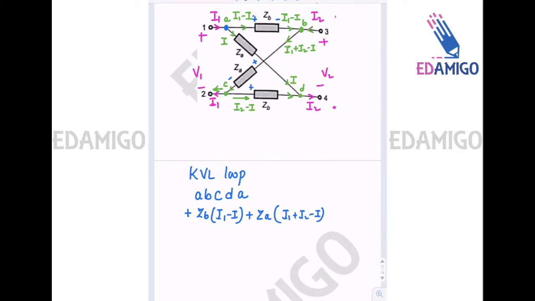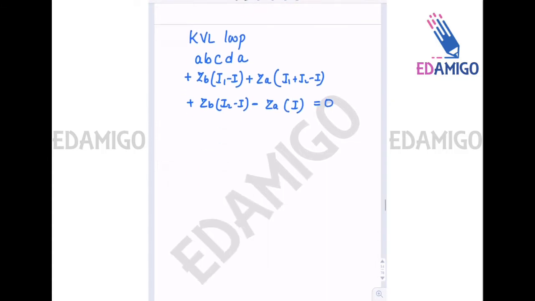Now from C to D, since the current is also from C to D, so it is plus ZB into I2 minus capital I. And last from D to A, since current is from A to D, so we are entering from the minus terminal, so there will be a minus sign here. ZA into the current, that is I, is equals to 0.